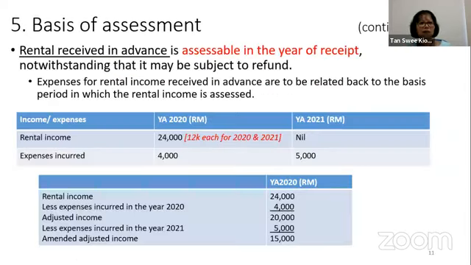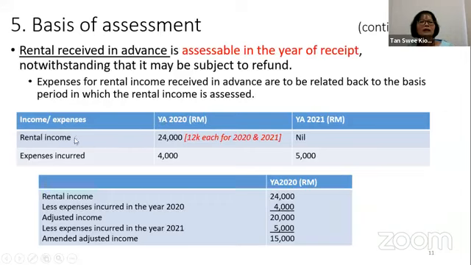Another thing we look into, how about rental income you receive in advance? Your tenant is so good, pays you rental in advance. So it will be taxed on you in the year you receive it, even though you may have to refund to your tenant in future. For example, they want to move out early, but already paid rental in advance, then you have to refund to them. So, we look into this example.